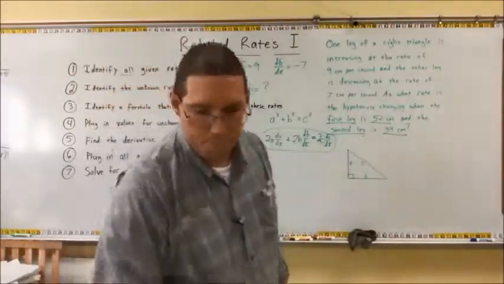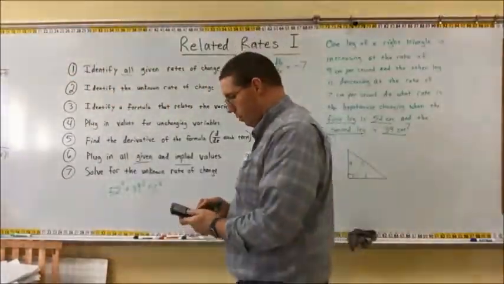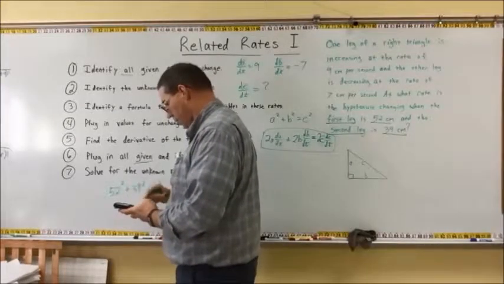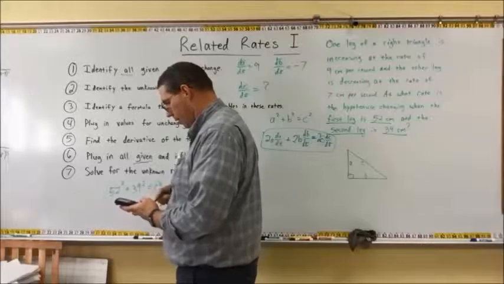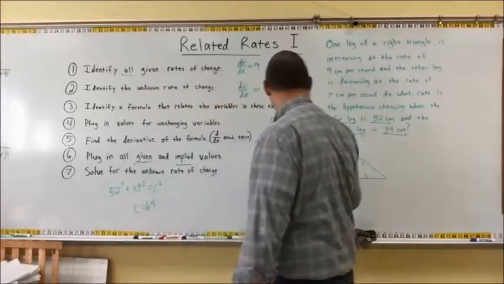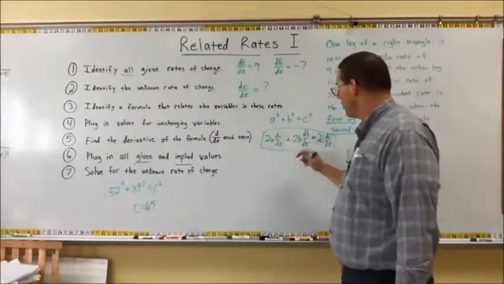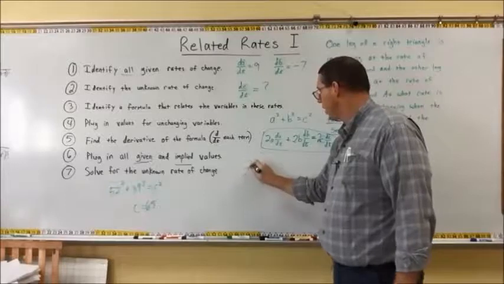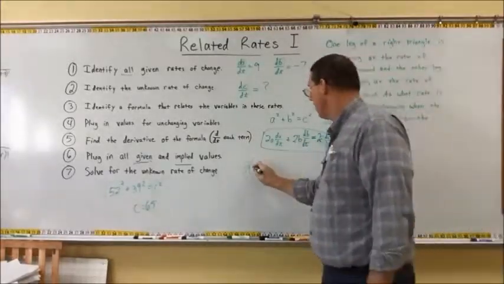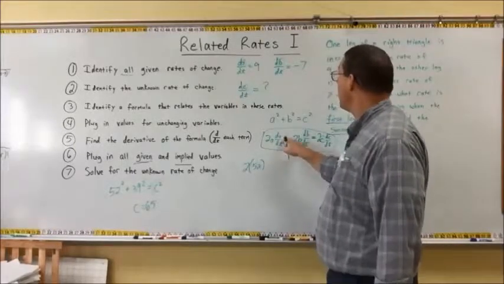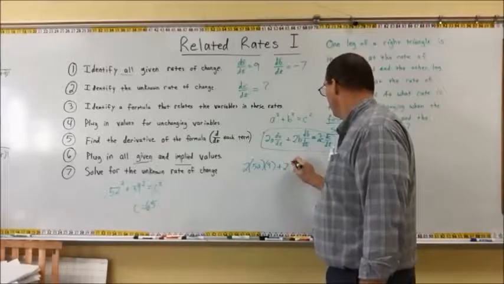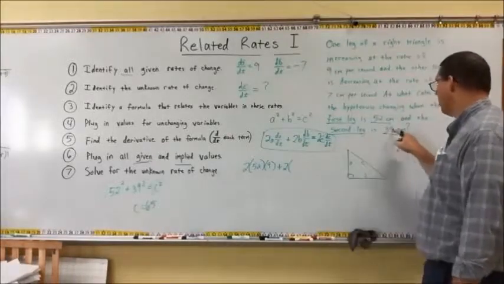So let's grab a calculator. And we'll do the square root of 52 squared plus 39 squared. And that gives me 65. So C is 65. So I'm going to put a 65 in here. So let's go ahead and load everything up. We've got 2 times A, the length of A, which is 52, times the rate of change in A, which is 9, plus 2 times B, the length of B, which is 39.